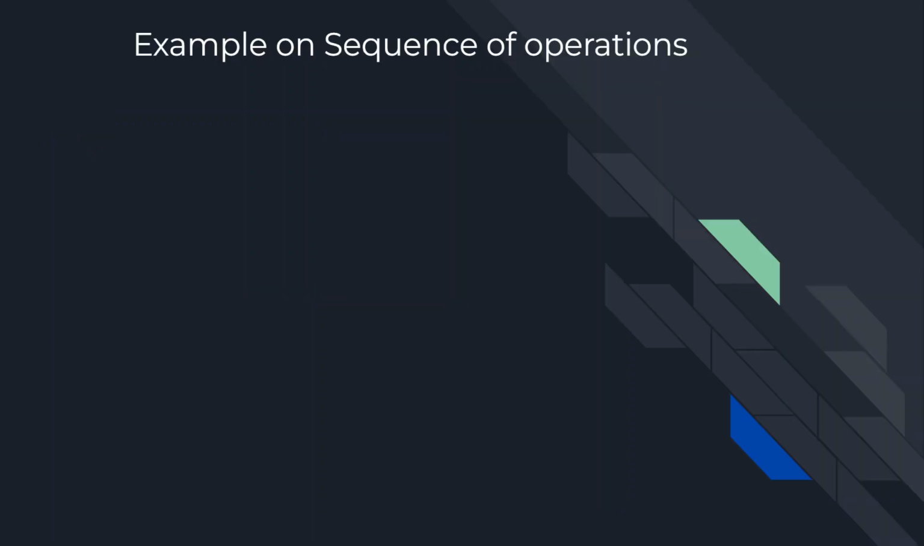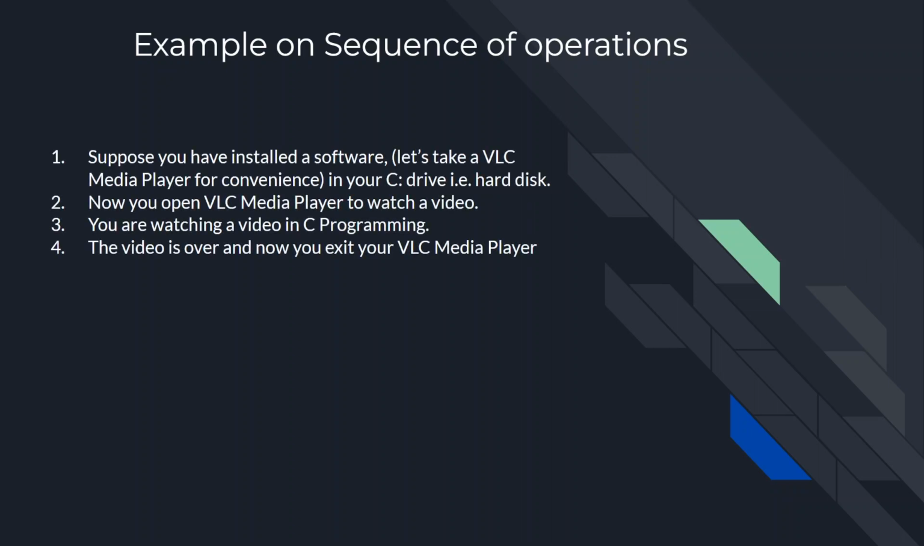Suppose you have installed a software. Let's take a VLC media player for convenience in your C drive or hard disk. Now you open VLC media player to watch a video. You are watching a video on C programming. The video is over and now you exit your VLC media player. Let's go through this sequence once again.